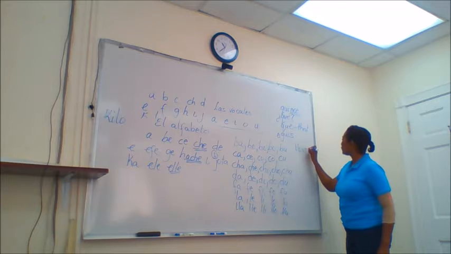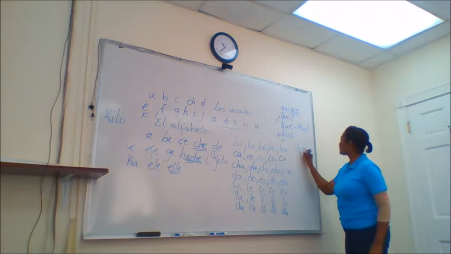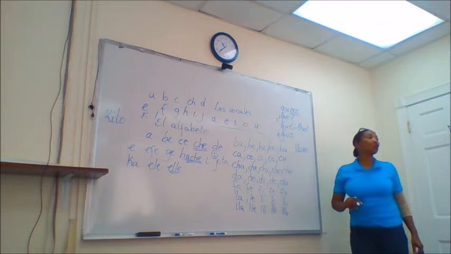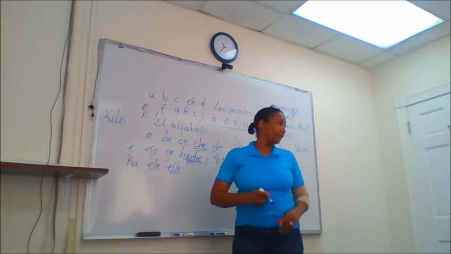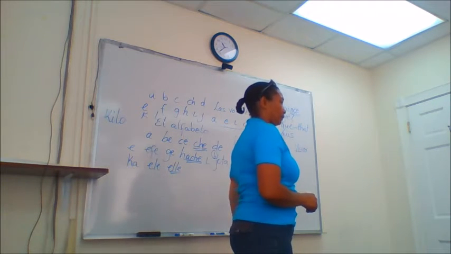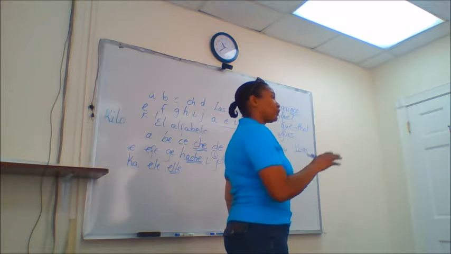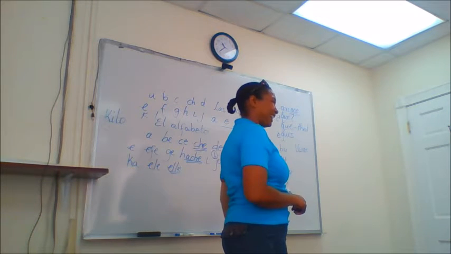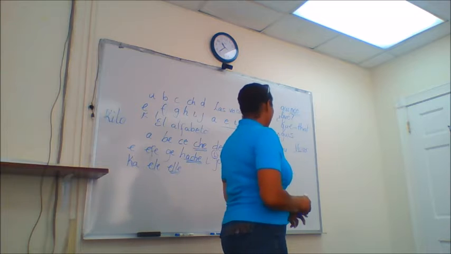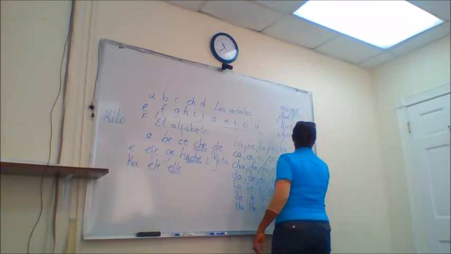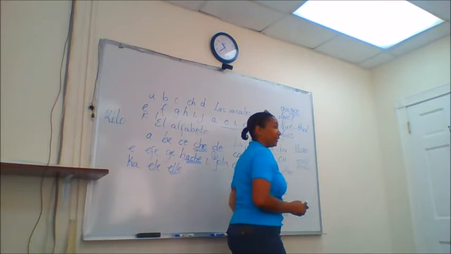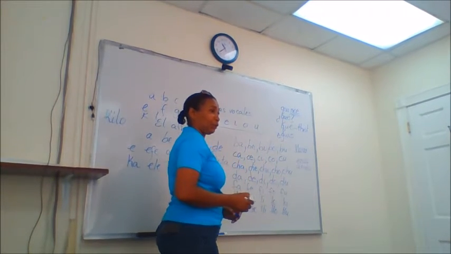Llover. Yeah, llover. It's the word itself for to rain. So how do you say raining? Lloviendo. It changes with the ing. So you'd have the endo and the ando. That's the ending for ing in Espanol.